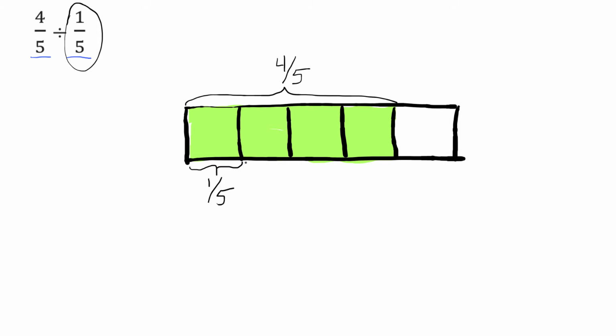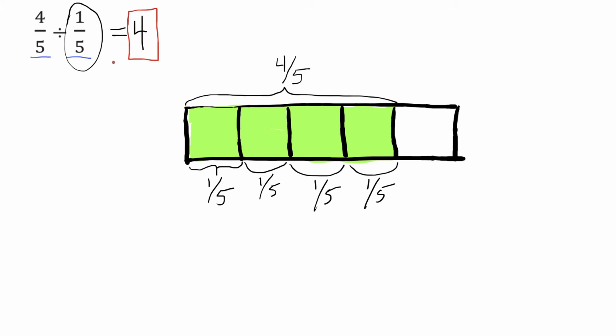Well, let me draw. I'm not going to draw another bracket. Let me just draw. There's another 5th, right? And there's another 5th. And here is one last 5th. There are 4 groups of 1/5 in 4/5. Therefore, the answer here is 4. The answer there is 4. Please don't say that it's 4/5, because 4/5 divided by 1/5 is not 4/5. Not even close. Okay.